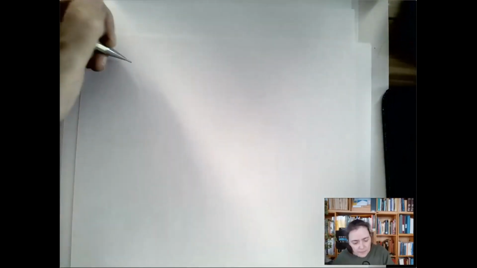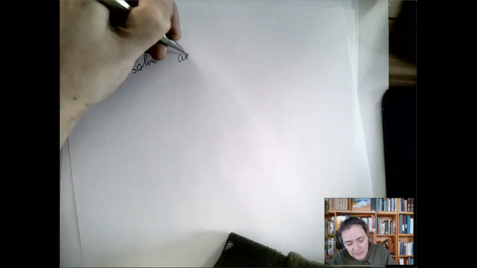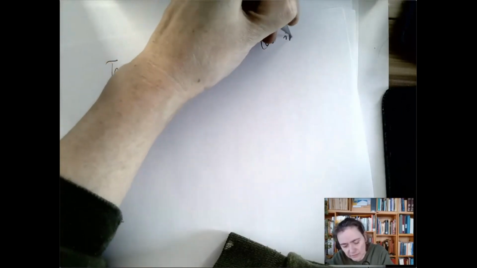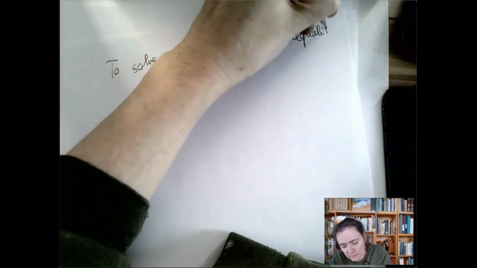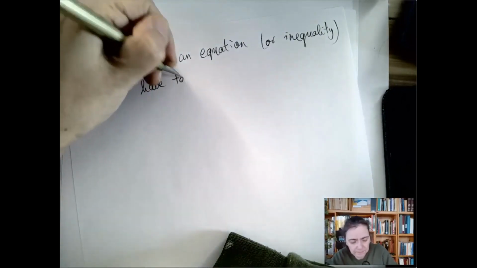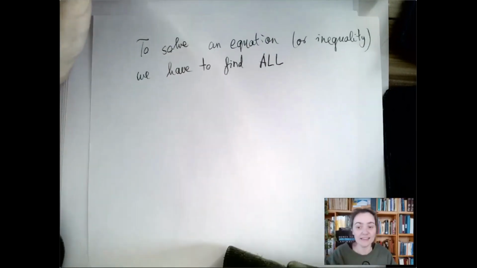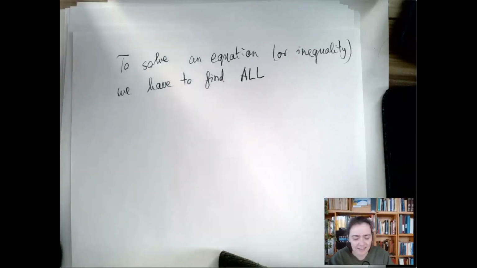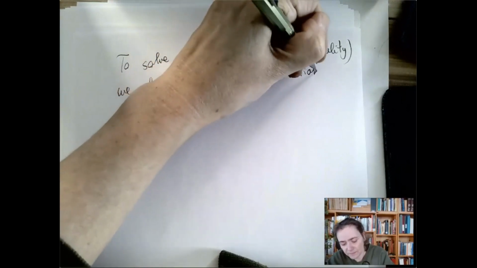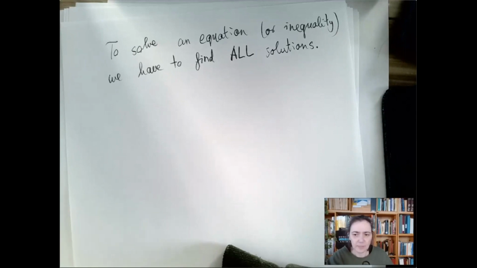So to solve an equation or inequality, or anything pretty much, we have to find all solutions. It's going to be called the solution set, a little set theory there. We have to find all solutions. And many times there are going to be infinitely many.